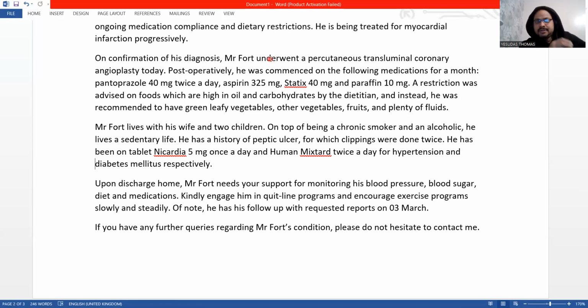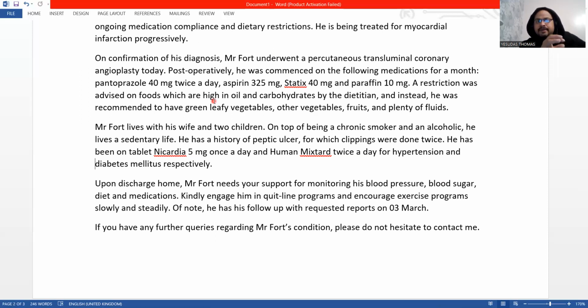On confirmation of his diagnosis, Mr. Ford underwent a percutaneous transluminal coronary angioplasty today. So this 'today' is the landmark here. When he was admitted is not written because we are not going to write 2 days, because PTCA was done today. If you want to write that confirmation of the diagnosis was done yesterday, you can write it, no problem. But instead, I already mentioned the myocardial infarction in the first paragraph. Confirming his diagnosis, it is quite understood, Mr. Ford.